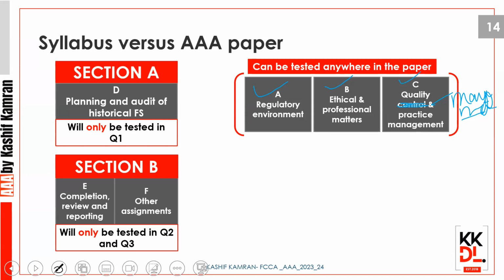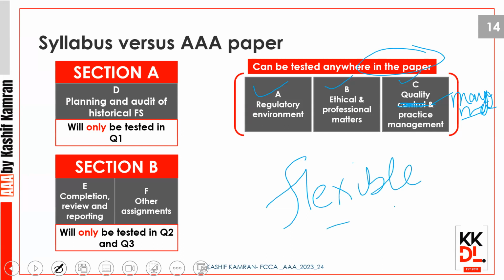Syllabus areas A, B, C can be tested anywhere in the paper. So you can find them in A, you can find them in B. So there is no positioning for A, B, C. There is a positioning for D, there is a positioning for E, there is a positioning for F. But A, B, C are flexible. An examiner can use them anywhere across the paper.